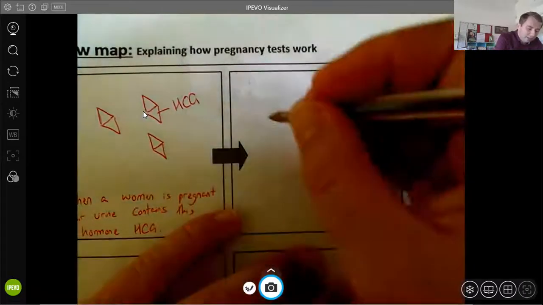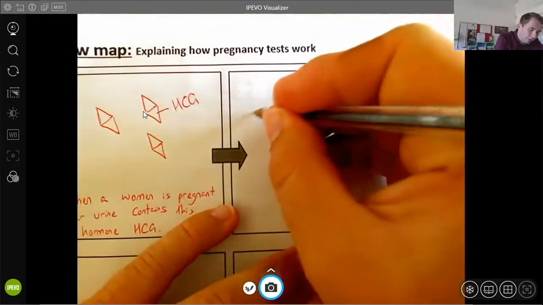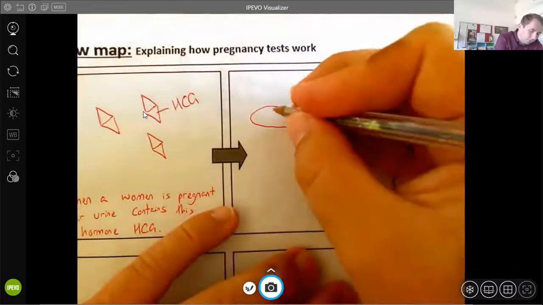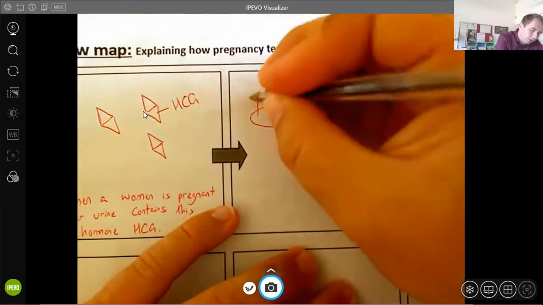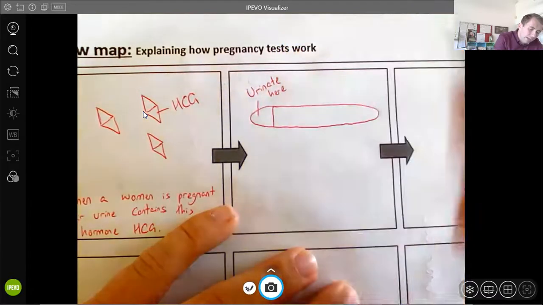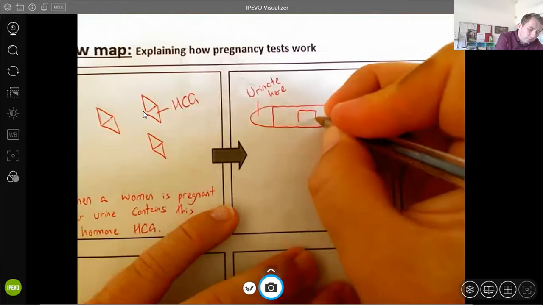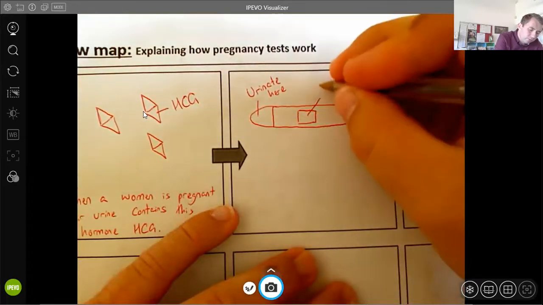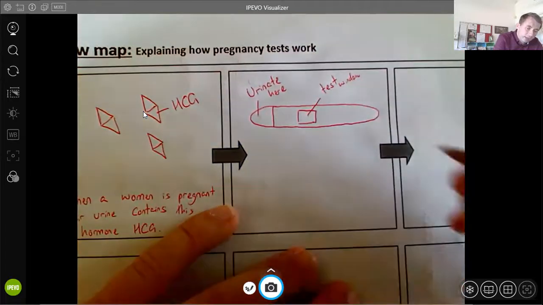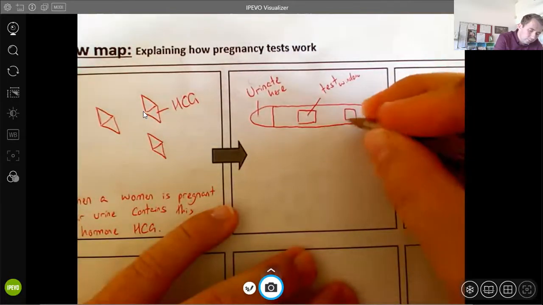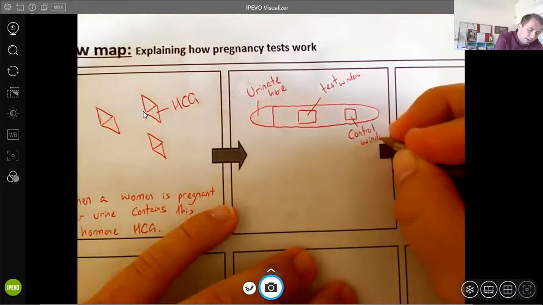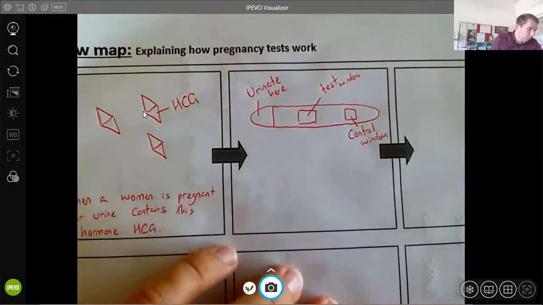Now, the classic pregnancy test, okay, looks like this. You've got where you urinate, so you urinate here. And you've got two windows. You've got your test window and you've got your control window. Now, if you remember from the science lesson, the control is done for comparison. So, I'll write it down.